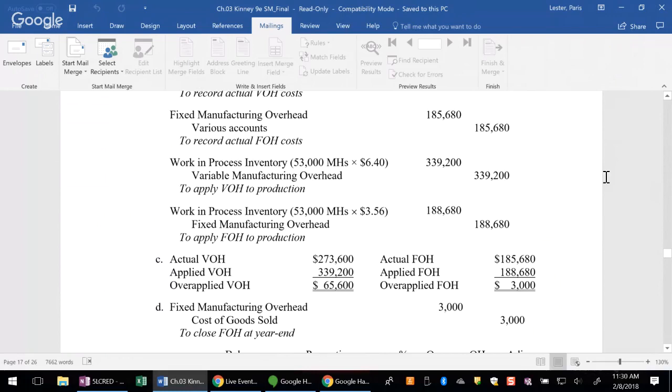Now, management believes that the variable overhead amount calculated in C should be considered material and should be prorated. Prorated to what? At year end, we have materials, work in process, finished goods. A company can take anything they want to prorate, but usually the big three is work in process, cost of goods sold, and finished goods.